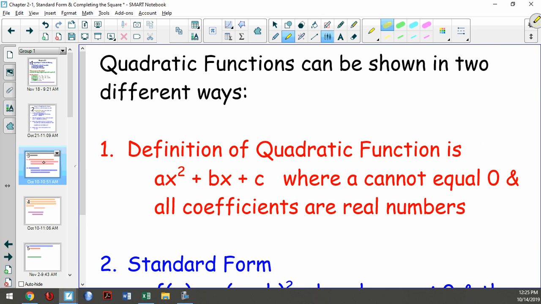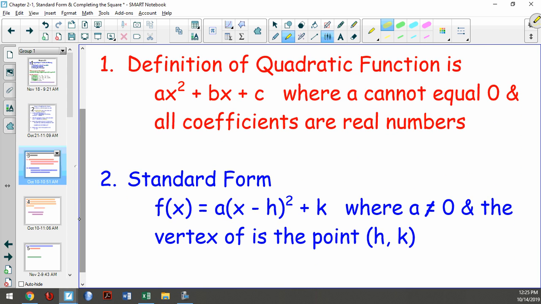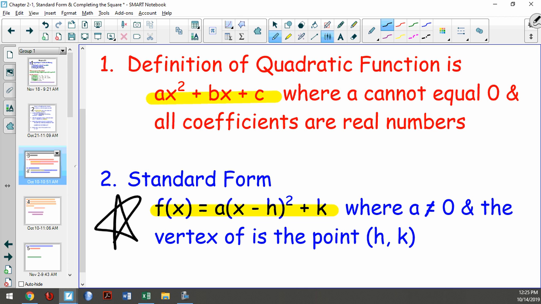So let's talk about a few other things. Quadratic function. There are 2 forms that you are able to actually use for a quadratic. The first form is ax squared plus bx plus c, and then the other form is our standard form, a(x minus h) quantity squared plus k. I'm going to be real honest. Number 2 is so much more useful than number 1.